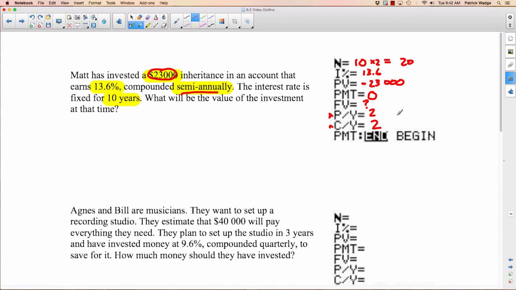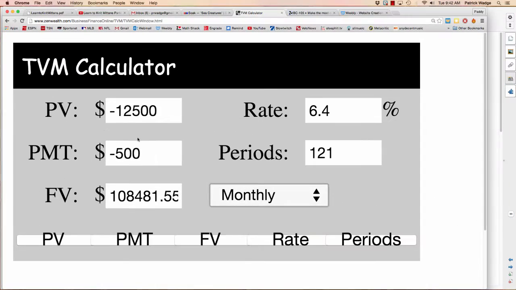Bizarre. End or begin, we said always put end unless it says otherwise in the question. So that's the information we're going to put in. So let's go to the solver I used before. Here it is up here, zenwealth.com, business finance online, TVM calc window. Wow. And let's put in the information. So PV we said was $23,000. The rate, or the interest rate, is 13.6%.